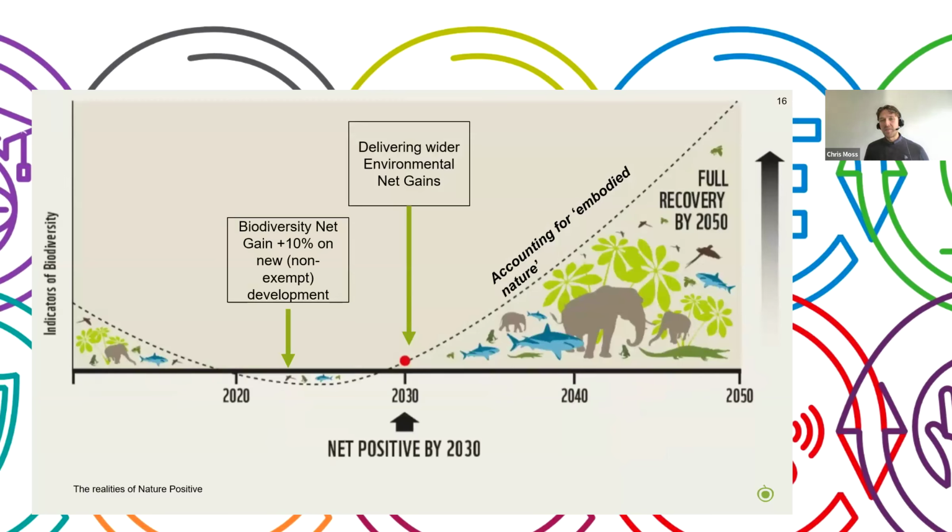So when we think about this contextually, and I think about it in a UK context specifically, we're beginning to chart this path, albeit in a relatively siloed way. We're beginning to introduce things that acknowledge the need for no net loss or net gain, like biodiversity net gain of plus 10% on new non-exempt development, introduced in February 2024, for example, and being rolled out. We've also got the delivery of wider environmental net gains, with environmental net gain being referenced in our 25-year environment plan, of having a broader net positive impact.